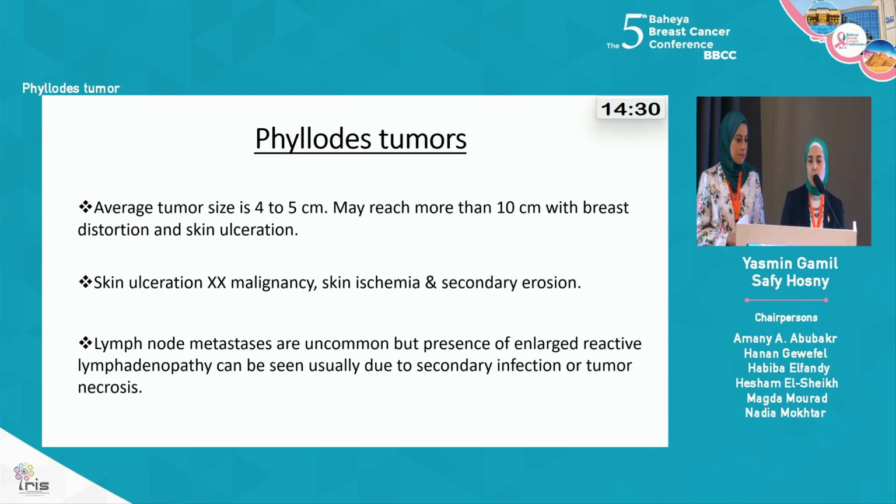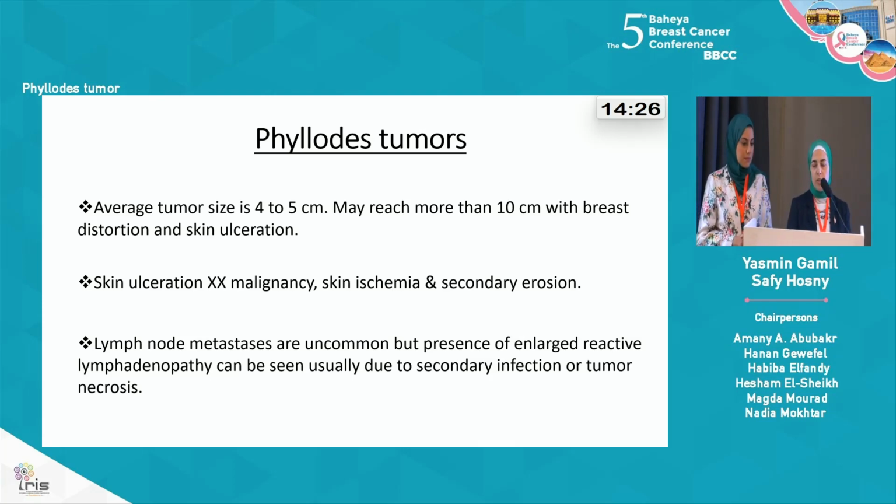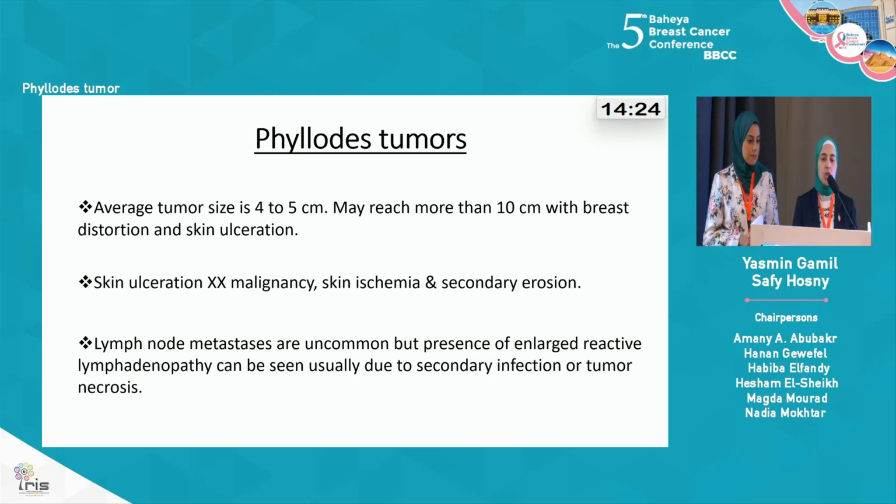The average tumor size is 4 to 5 centimeter. They may reach more than 10 centimeter with breast distortion and skin ulceration, but skin ulceration alone does not mean malignancy, as it is usually a process of skin ischemia and secondary erosions rather than a malignant process. Lymph node metastases are uncommon, but presence of enlarged reactive lymph nodes can be seen usually due to secondary infection or due to tumor necrosis.